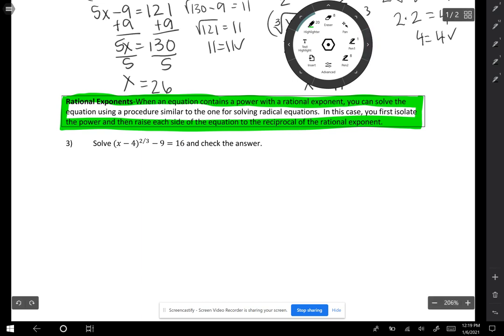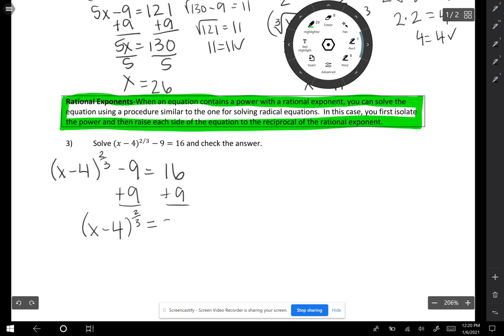Let's go ahead and look at example 3 for this. We have in parentheses x minus 4 to the 2/3 power minus 9 equals 16. So we do first have to get the quantity that is raised to a power alone, which means that we need to move that 9. So in order to move the 9, I'm going to add it to each side. So we get x minus 4 to the 2/3 power equals 25.